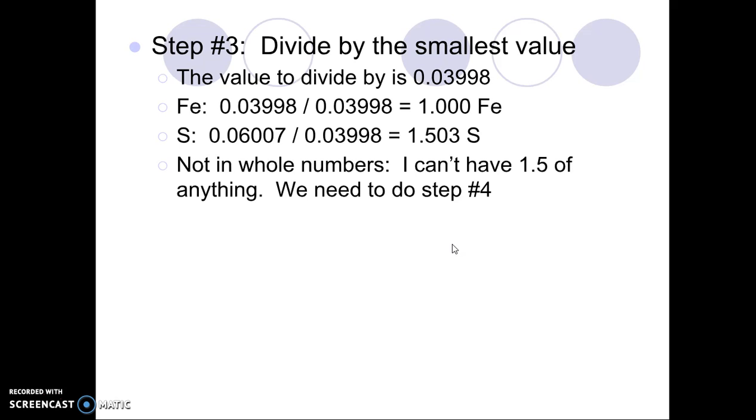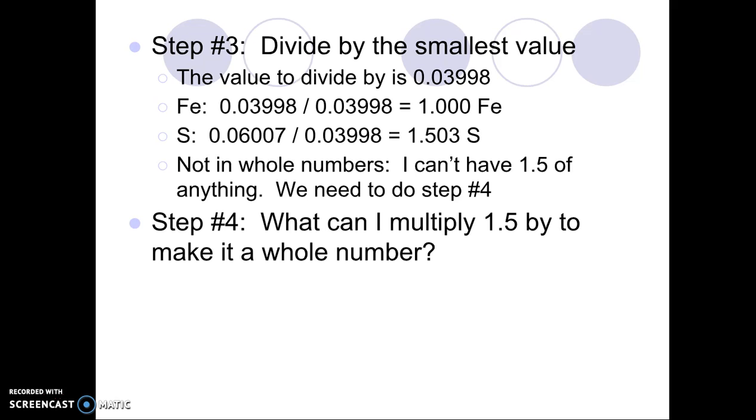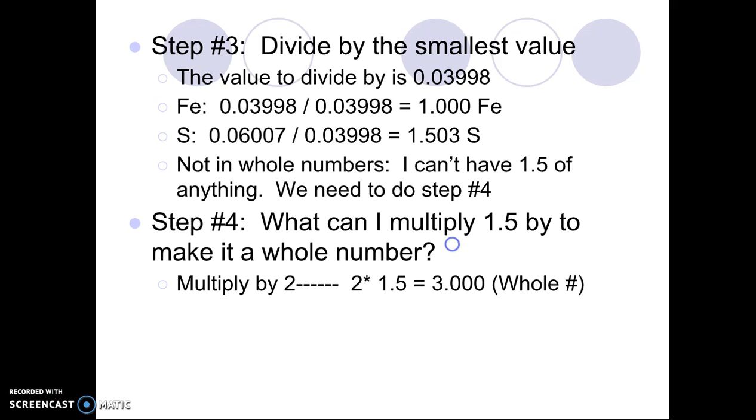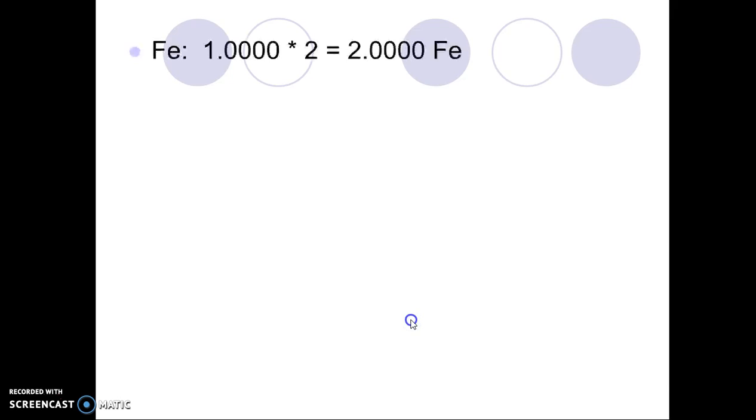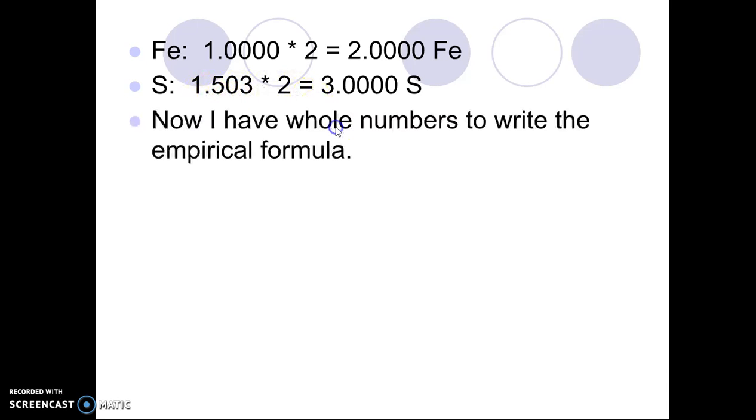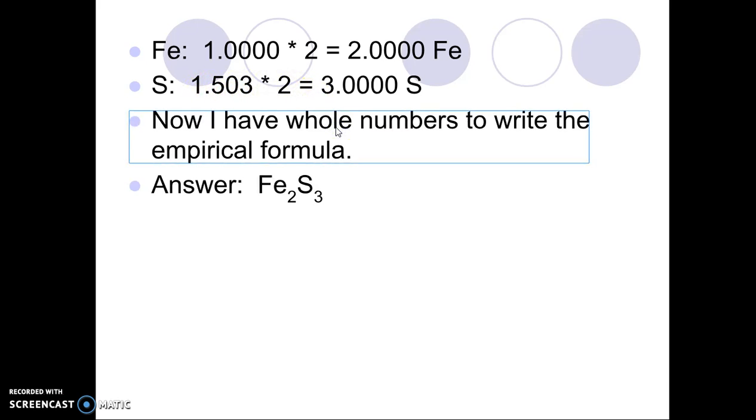In this case, I can't have 1.5 atoms, so I can't put that as my subscript. So I'm going to have to multiply 1.5 by 2 to get it to 3. Now I would have 3 sulfurs. But if I multiply that by 2, I also have to multiply this by 2. So since I multiplied one value, I have to multiply the others. If I take 1 times 2, I get 2 irons. 1.5 times 2, I get 3 sulfurs. And now that becomes my empirical formula, Fe2S3.